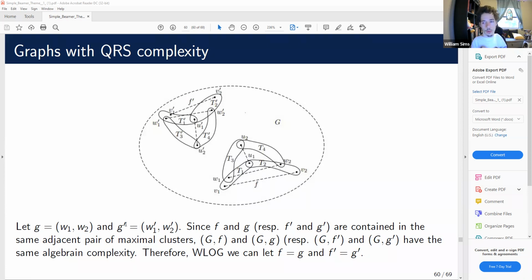Okay, so from what we just said, since F and G, and respectively F prime and G prime, are contained in the same adjacent pair of maximal clusters, then G comma F and G comma G must have the same algebraic complexity, because all of their extreme graphs are going to be the same. Likewise, G comma F prime and G comma G prime are going to have the same algebraic complexity. Therefore, without loss of generality, we can perform this argument assuming F is equal to G and F prime is equal to G prime.